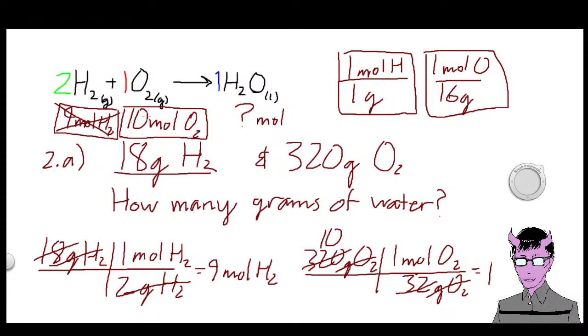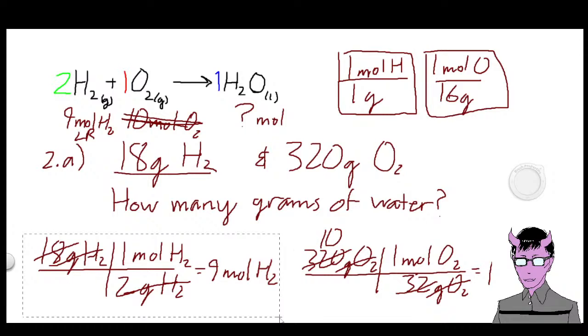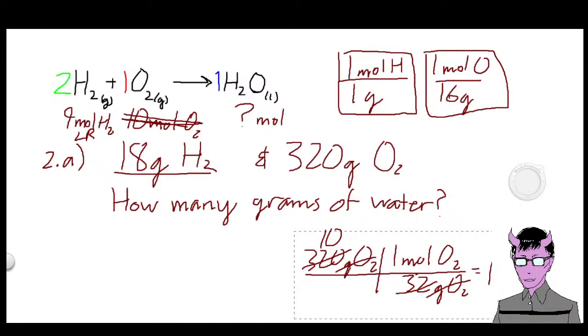I'm sorry, I'm speaking backwards. That is the limiting reactant because we don't have enough. Let me rephrase that. In order to use 10 moles of oxygen, we need 20 moles of hydrogen. We only have 9, which is insufficient. So therefore, this is the limiting reactant. This one, we won't use it for now. So that's a lot of work. Let's clear the clutter because nobody wants to see all that.